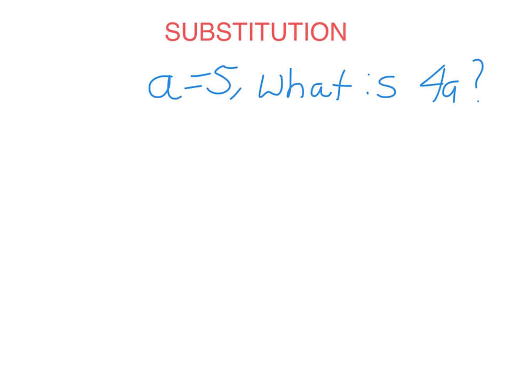So that's a really easy question. All we do in this case is we take our 4a, but we change the a to a 5. Now remember, don't be fooled by this. 4a means 4 times a. So this becomes 4 times 5, which is 20. Easy as. So sometimes you'll get a table that you have to complete.